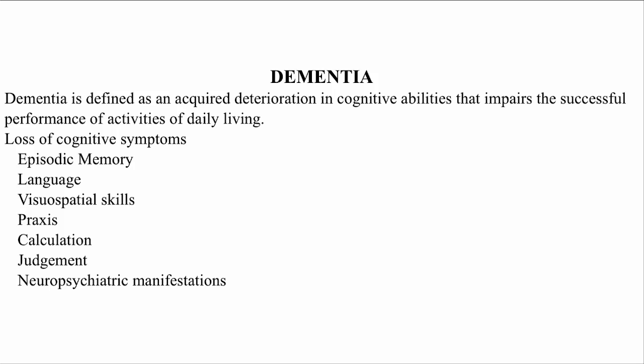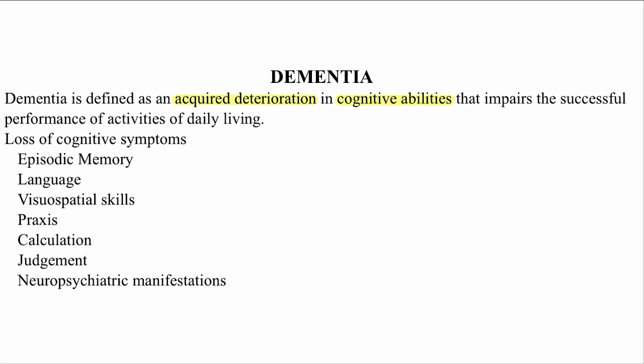In this video, we will be discussing the next symptom in neurology, that is dementia. Dementia is another presentation with which the patient presents to the emergency or in the OPD. Dementia is basically defined as an acquired deterioration. The word very important here is acquired. Acquired deterioration in cognitive abilities, right? That impairs the successful performance of activities of daily living.